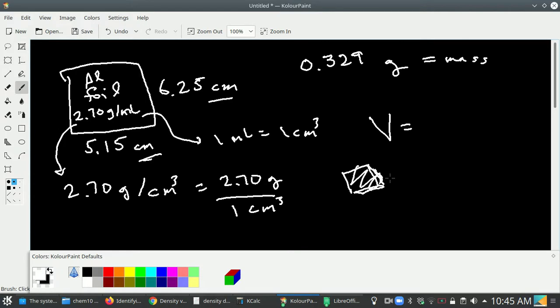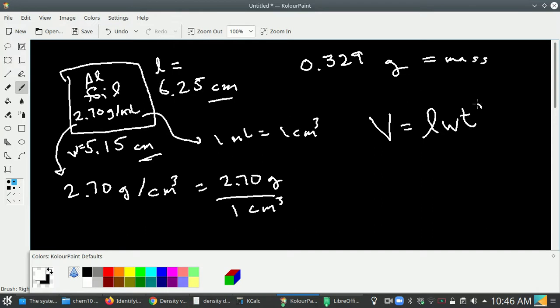So we don't usually think of aluminum foil as a rectangular block, but you could think of it as a rectangular block. And the volume of a rectangular block is length times width times height. Instead of height, I'm going to call this thickness, right? Length times width times thickness. I'm just going to say this is the length and this is the width. I forgot which I called which, it doesn't matter.